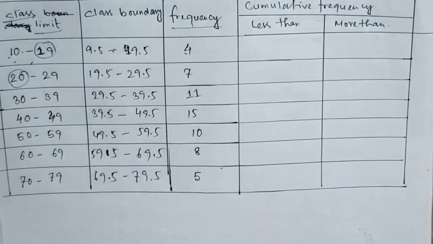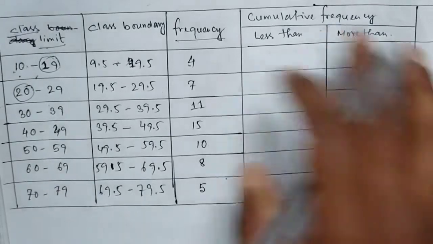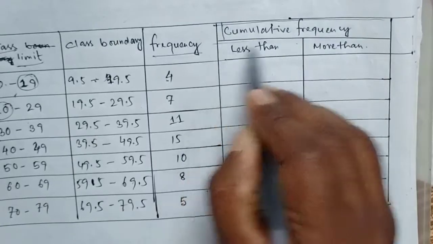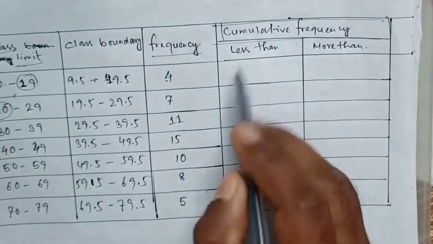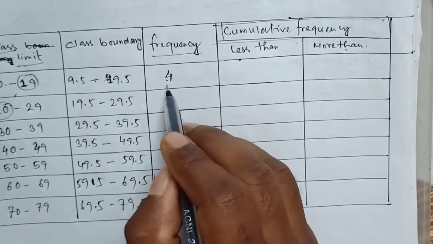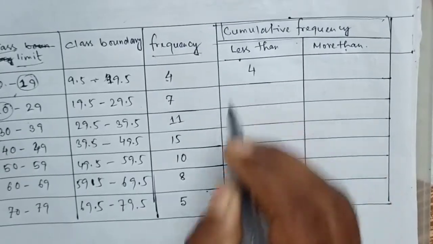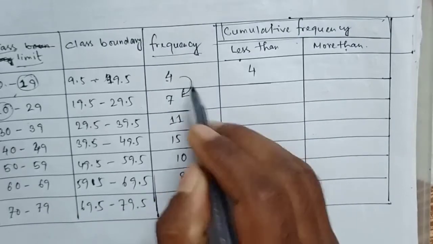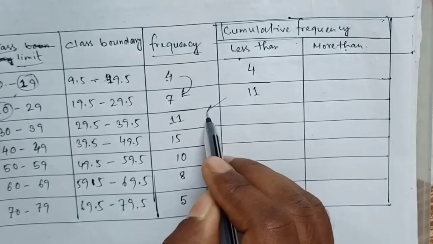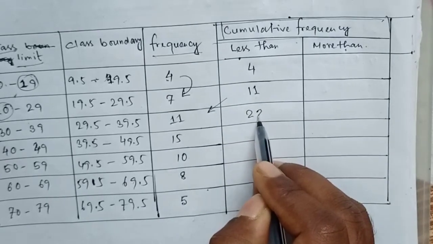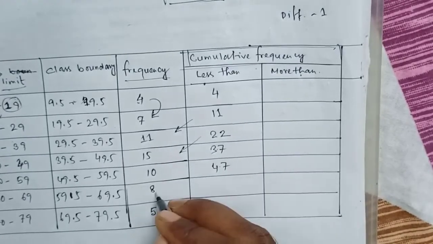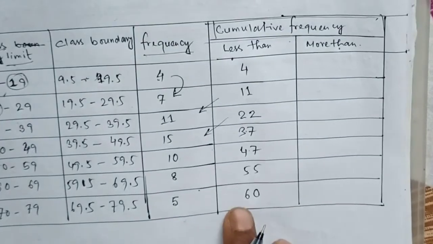portion is completed, and now we have to calculate the cumulative frequency. Cumulative frequency is of two types: one is less than type and the other is more than type. So first calculate the less than type. 4 the first, and 4 and 7 is 11, and then 11 plus 11, 22, 22 plus 15, 37, 47, 55, and 60.